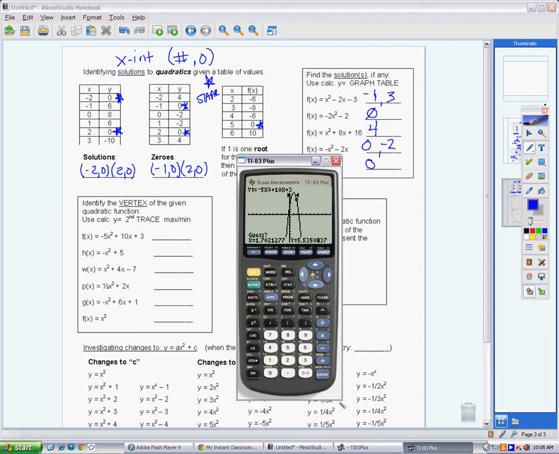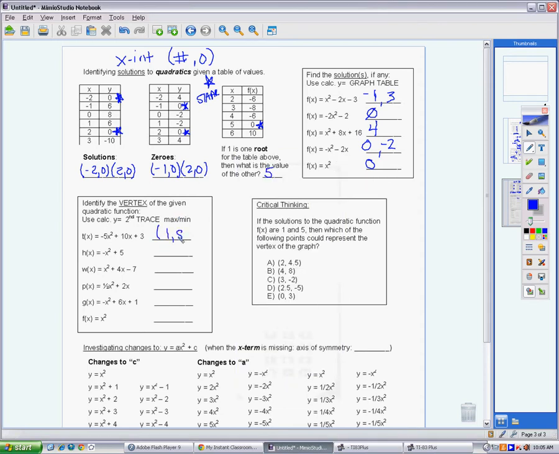So then do I want it to guess? Yes. So I'm going to hit guess. And it tells me my maximum is basically 1, 8. And that's my vertex. So I'm going to come over here and my vertex point is 1, 8.